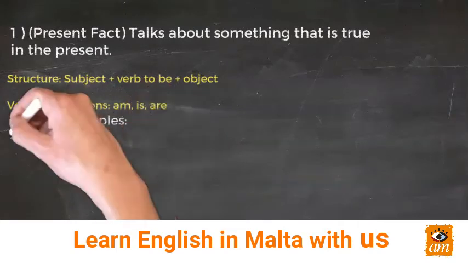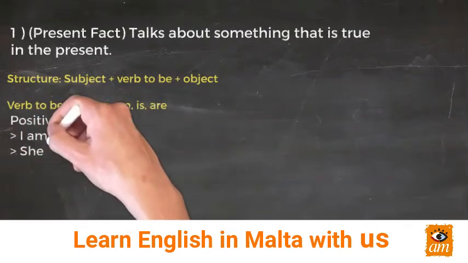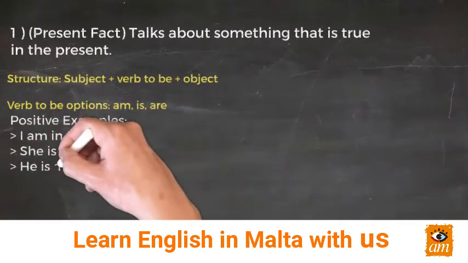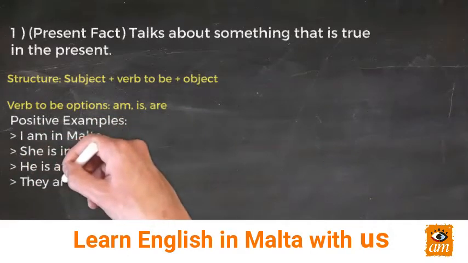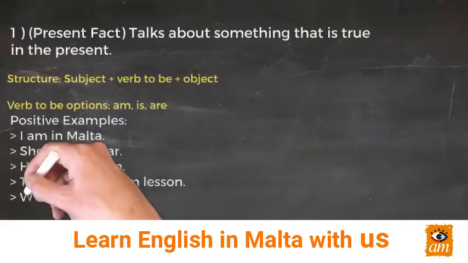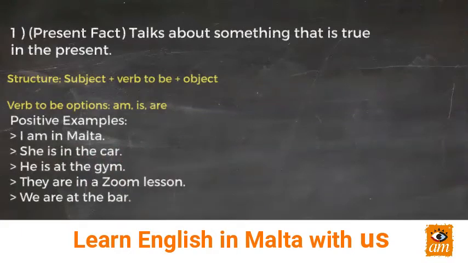Positive examples. I am in Malta. She is in the car. He is at the gym. They are in a Zoom lesson. We are at the bar.